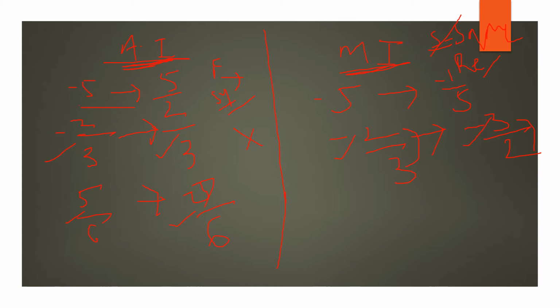Okay, suppose 5 by 6. So it will be 6 by 5. The symbol will be the same only, plus means plus only, minus means minus only, but the fraction will be reciprocal. The numerator will be in the denominator, the denominator will be in the numerator. Clear? So let us recall all the things.